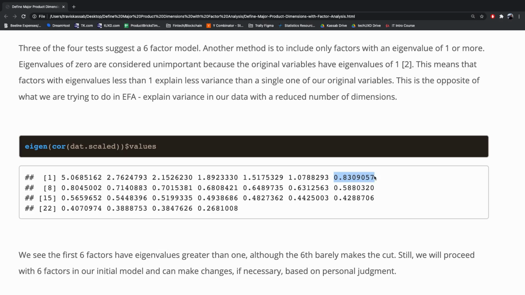Also, in other texts, they recommend to retain the number of all factors with an eigenvalue greater than 1, right here. So anything less than 1 we would discard, and we would stick with, in this case, 1, 2, 3, 4, 5, 6. 6 factors have eigenvalues greater than 1. So again, both of these methods are telling us to go with 6 factors. So this is where we'll start for our initial model fit.